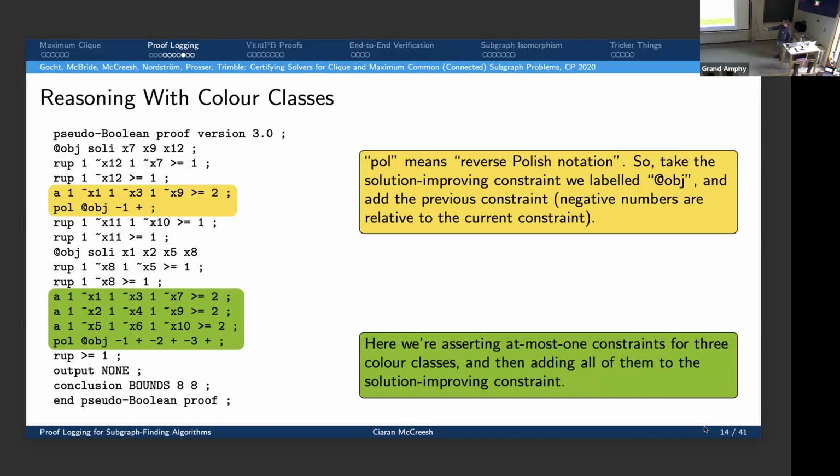And the same thing later on in the proof, I'm going to tell you that 1, 3, and 7 can all be given the same color, 2, 4, and 9 can all be given the same color, 5, 6, and 10 can all be given the same color. And I'm saying take the objective and add these 3 color classes on. So I'm doing a 3 colorability proof later on.